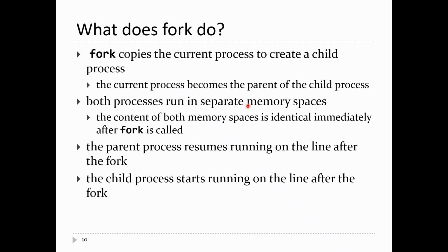Now both processes run in completely separate memory spaces, so they have independent copies of their own memory. It just happens that when you fork the process at that moment, they're equal. The memory spaces are identical. Now what happens is that after the fork call, the parent process continues running on the line after the fork statement, and then the child process also starts running on the line after the fork statement. So both processes continue running from the point after the fork call.